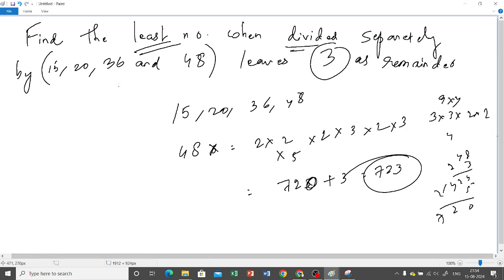হ্যাঁ স্যার এবার দেখতে পাচ্ছি। Okay, so least number which when divided separately, মানে least, so first of all I need to find out the LCM of these numbers. Now add 3 to it, it becomes 723. Okay, so 723 is the number which when divided separately by 15, 20, 36 and 48 will leave 3 as the remainder.